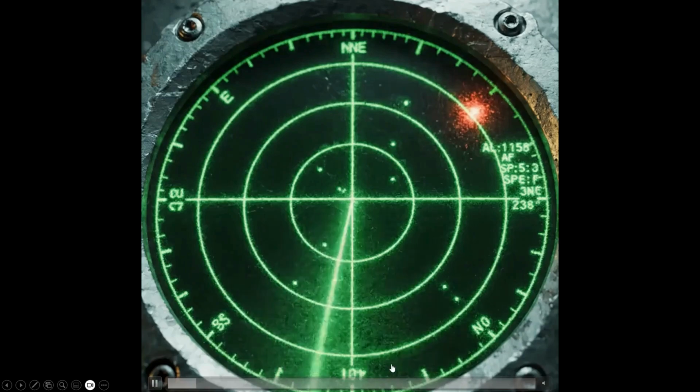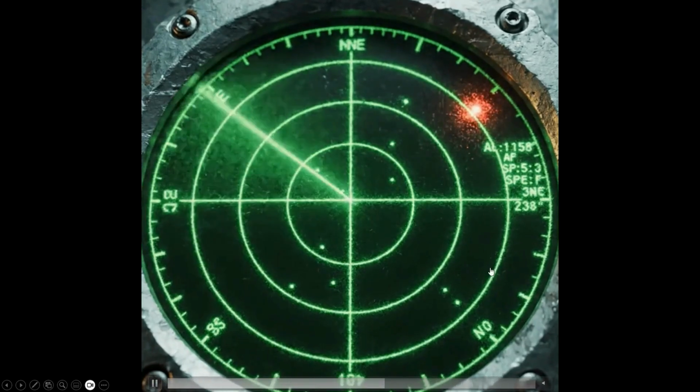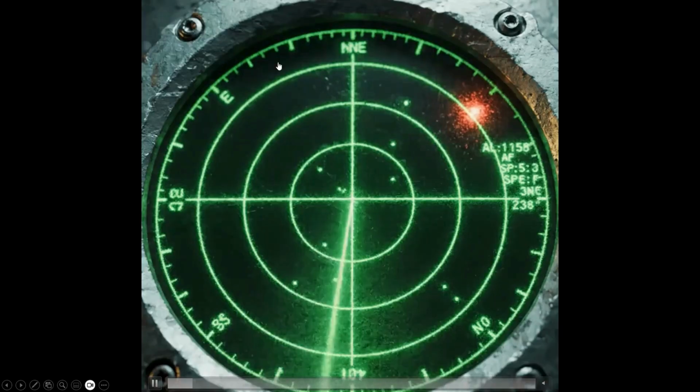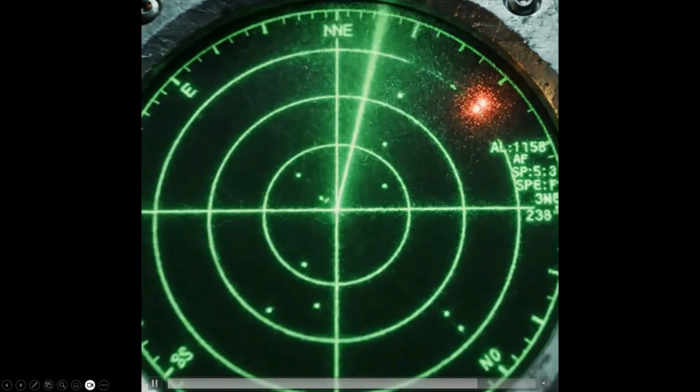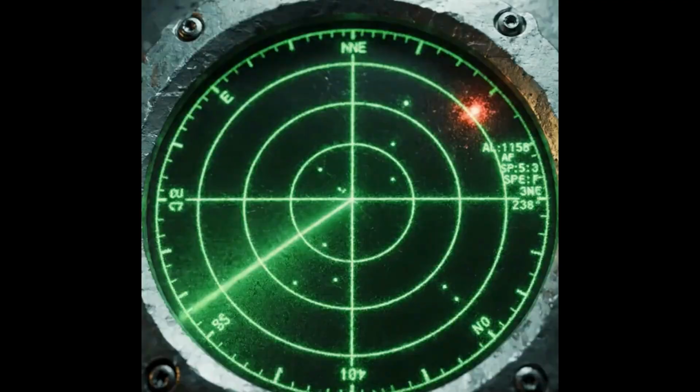This is how the radar display will look. Here you can see the rotation of the parabolic reflector, and these dots represent the targets. This is how the usual radar display looks.